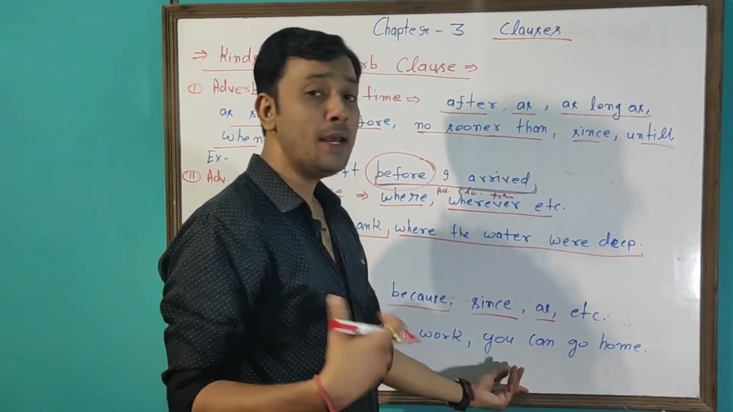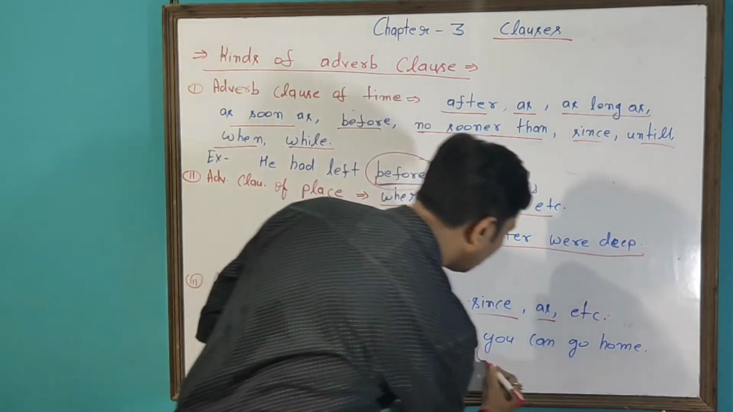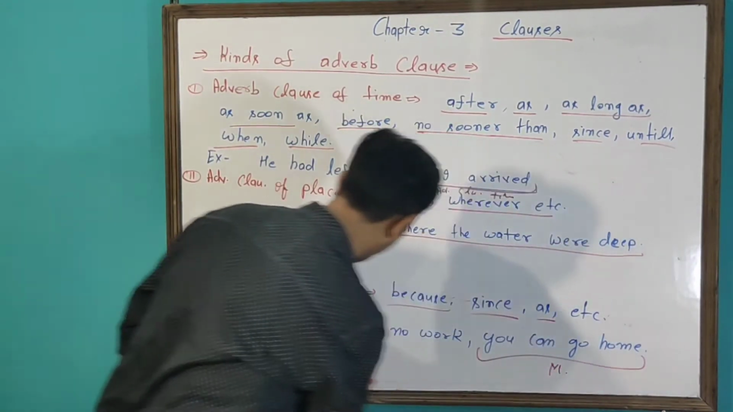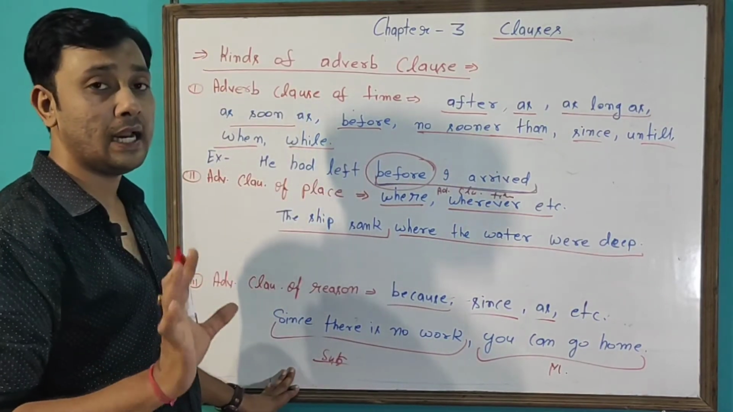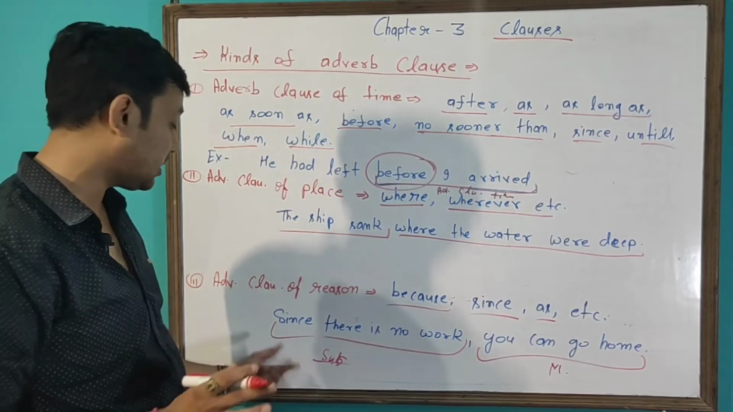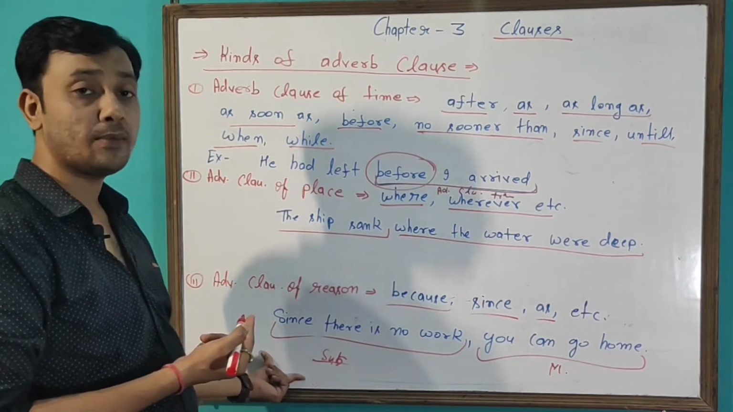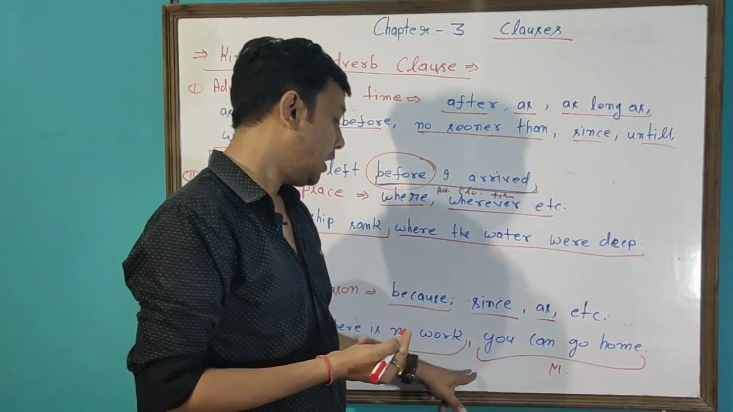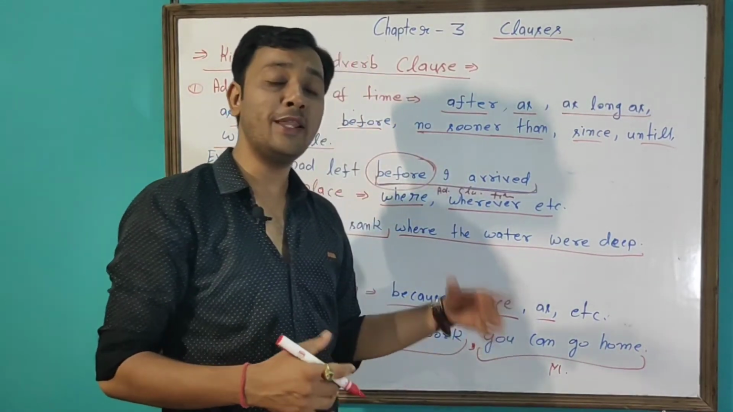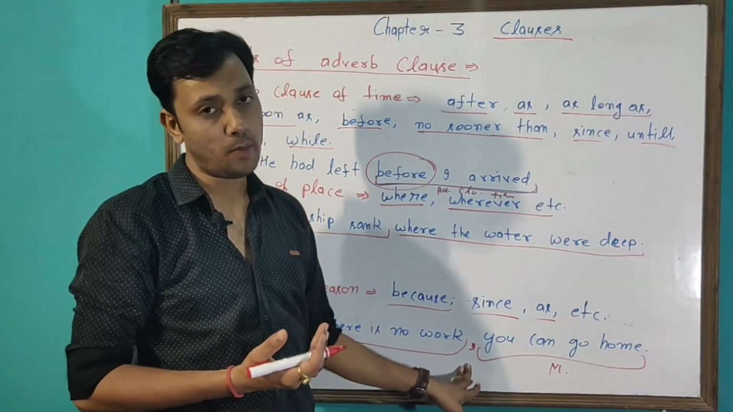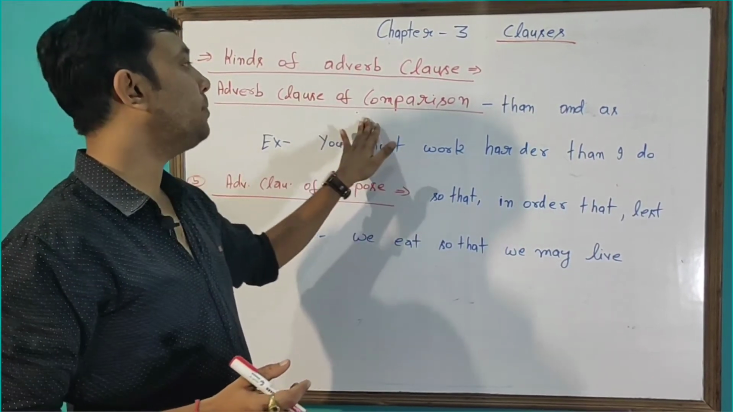You can go home. Why? They are giving the reason: since there is no work. Here the main clause is given at the end and this one is the subordinate clause. I already told you in the beginning that you can identify the main clause and subordinate clause with the subordinate conjunction. This sentence starts with a subordinate conjunction, that's why this is a subordinate clause. This part is followed by a comma, and the comma also works as a conjunction. When the main clause comes at the end, it's preceded by a comma. Clear?